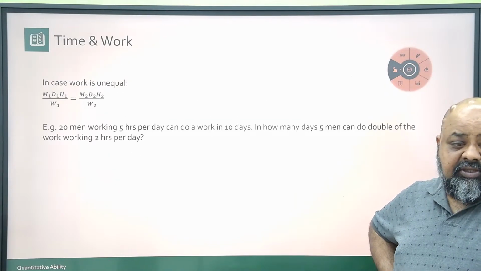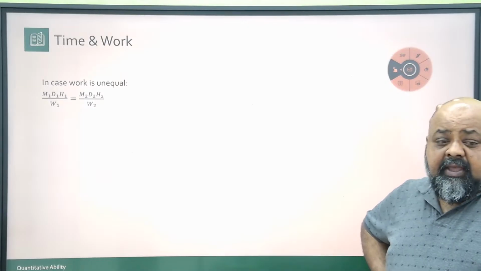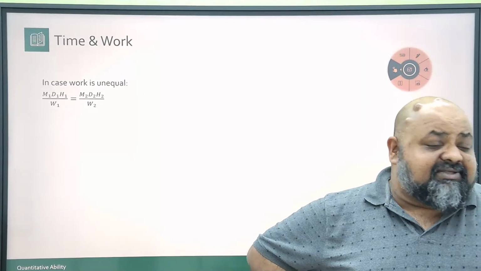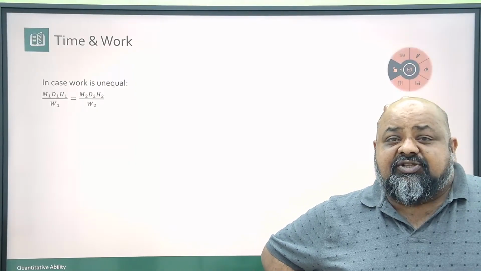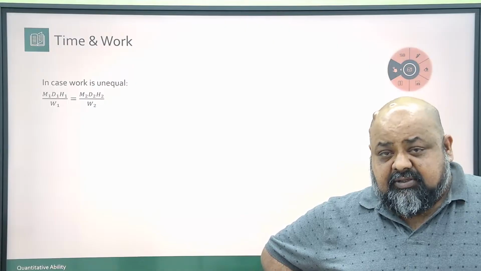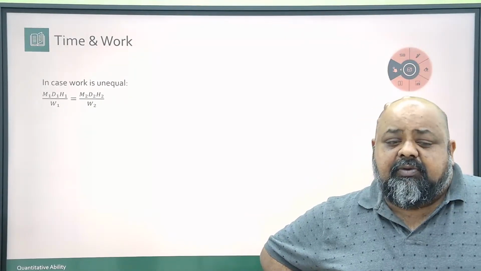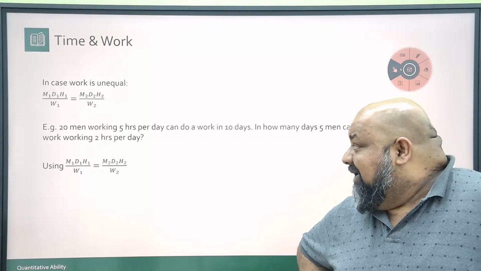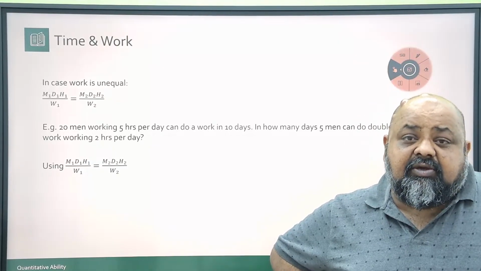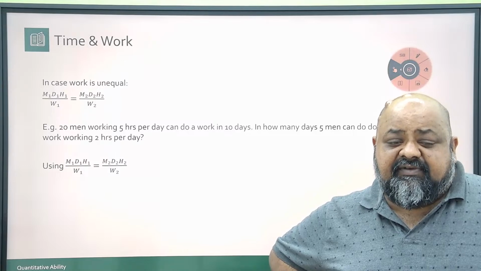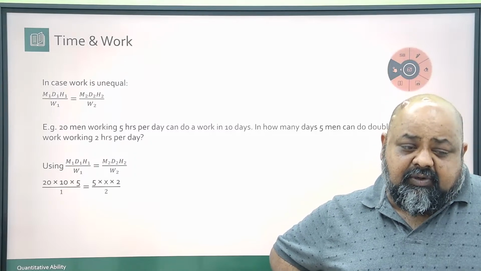On the screen, if you can see, M1, D1, H1, number of men working for number of days, working for hours per day, MDH upon W, the total amount of work. So M1, D1, H1 upon W1 was equal to M2, D2, H2 upon W2. This is something that we had done in the previous class. Equal efficiency. People working with equal efficiency, something that we completed in time and work 1.